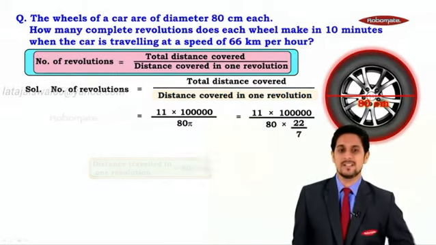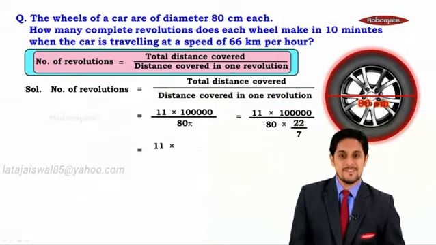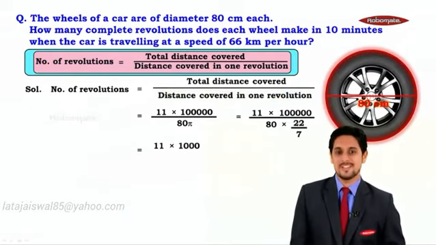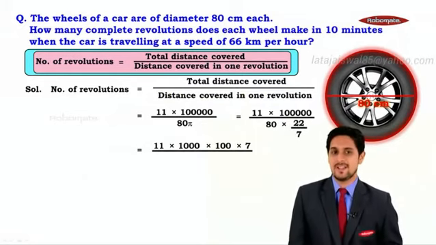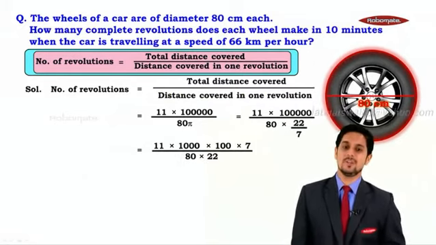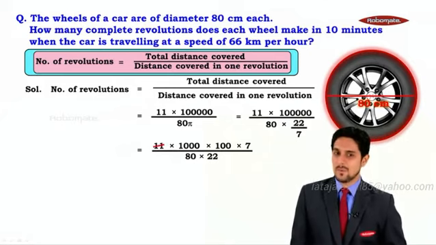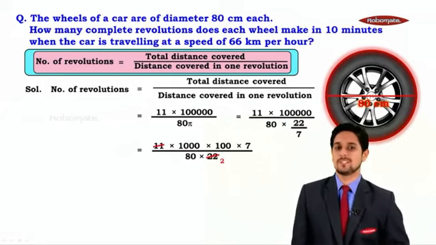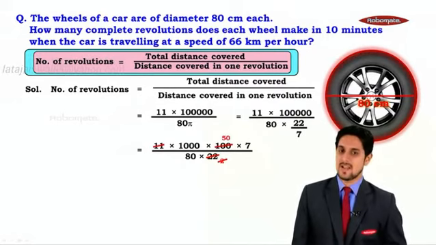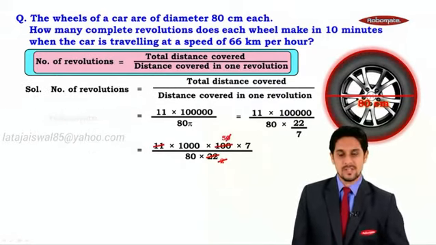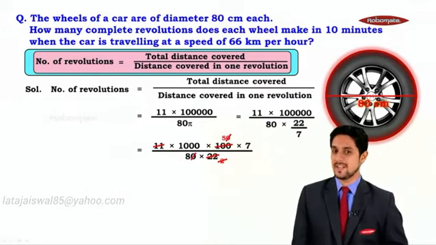Let us split the terms. We have 11 into 1000 into 100 into 7 divided by 80 into 22. We know 11 into 1 times is 11 and 11 into 2 times is 22. 2 into 1 is 2 and 2 into 50 times is 100. The term 0 in the numerator and in the denominator get cancelled.